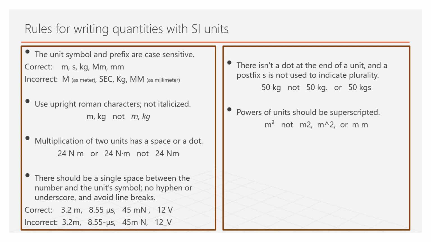And writing an m space m is weird. People would be confused by what you meant by that, so definitely don't do that. Use only one division sign, and use parentheses as needed. So for example, 9.8 meters per second squared should be written like that.